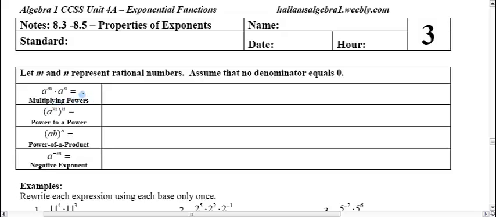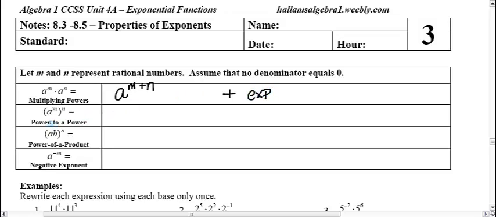The first property we're going to talk about for exponents is multiplying powers. What we're going to find here is if we have like bases of a, or any value, and we're going to multiply them, the result's going to be the same base, a, but we're going to add these exponents. So this is going to end up being addition of exponents.